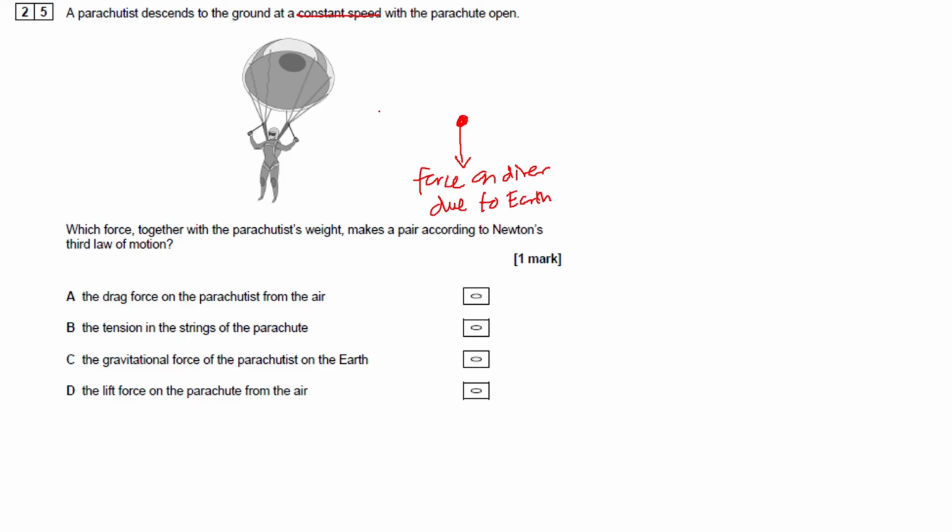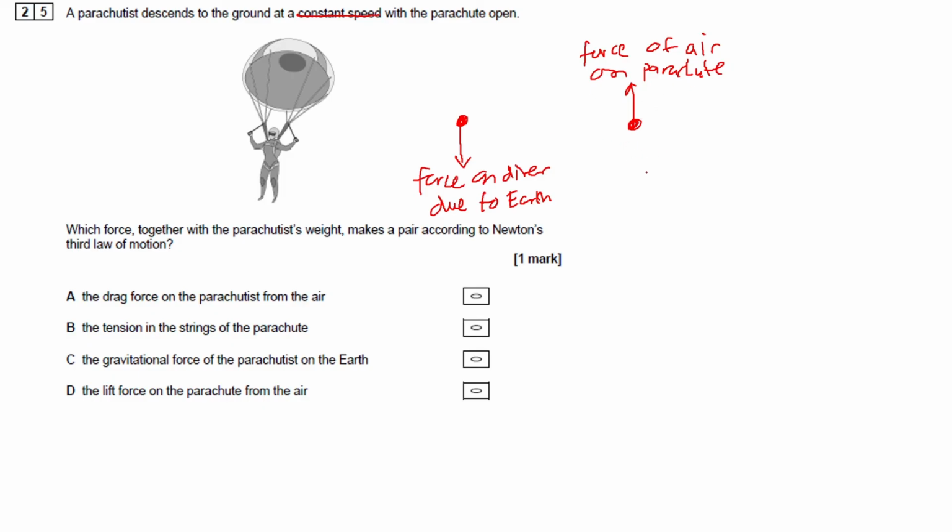And then the other force acting upwards, and I'm going to do it as a separate free body force diagram because I want to just separate out the pairs of forces for Newton's third law. Because there is an upward force, but it's not the same type of force, it's not a third law pair with this gravitational force, and that's the force of air on parachute. Or on the diver, we could just say.